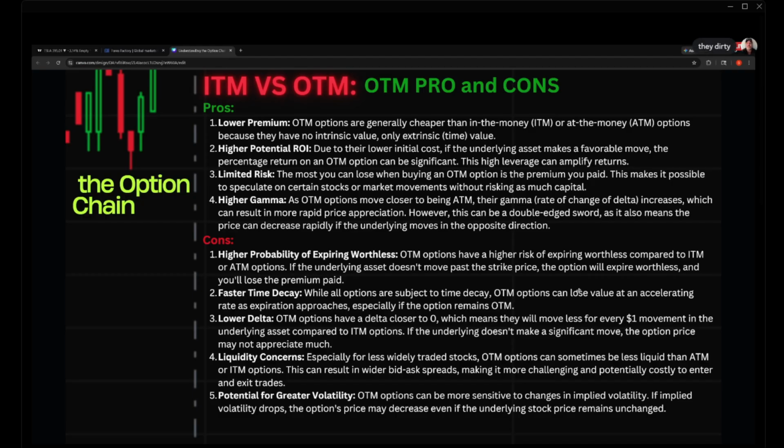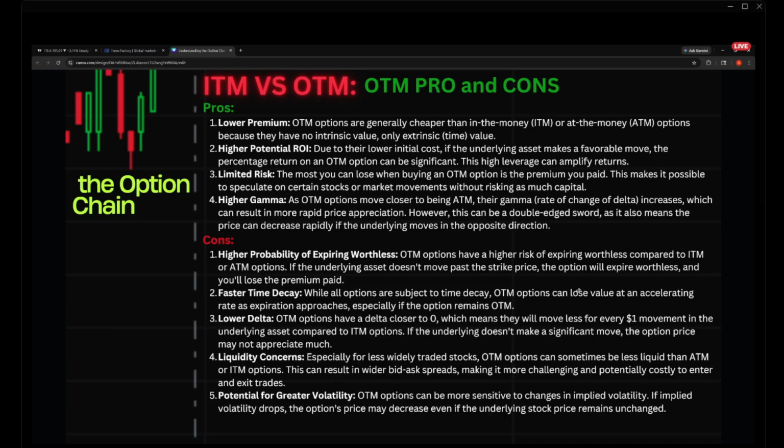Out of the money options are generally cheaper than in the money or at the money options because they have no intrinsic value, only extrinsic time value. So the probability that they could be useful is what we're trading. It's literally the speculation on whether we can use that contract before expiration. Intrinsic means we can use it. Extrinsic means you can't, but you could, but we don't know that yet.